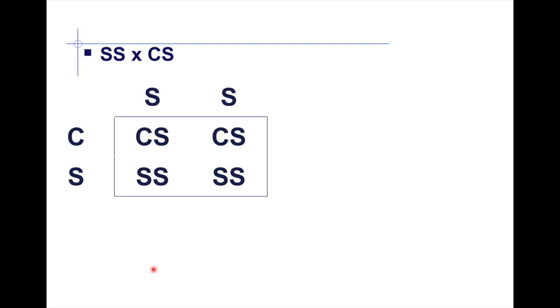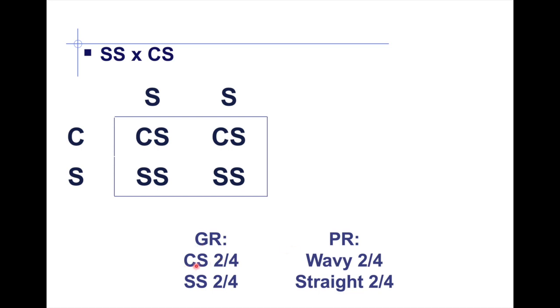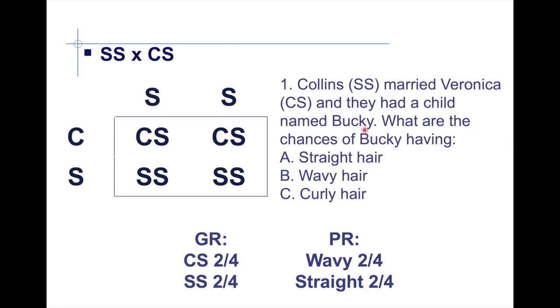So let's first write down the genotypes of our parents. Then this is the Punnett square showing the solution. This one is from Collins. This one is from Veronica. So you separate the alleles, then cross them together, and you get the following genotypes. The genotypic ratio is as follows. And then for the phenotypic ratio, we interpret that CS is 2/4, straight hair is 2/4. Then let's go back to the question. Does Bucky have a chance of having straight hair? Yes. Does Bucky have a chance of having wavy hair? Yes. Does Bucky have a chance of having curly hair? No, there is 0% chance.